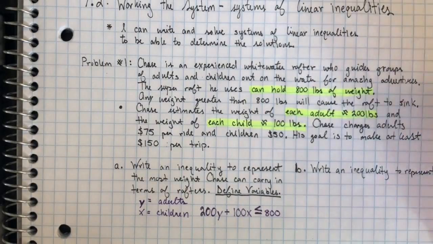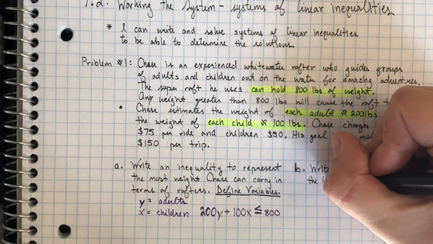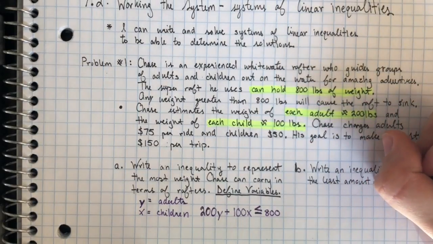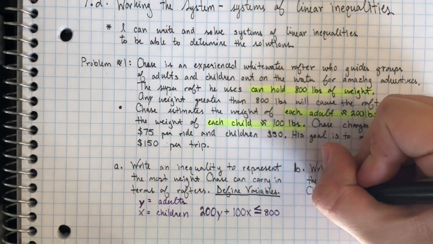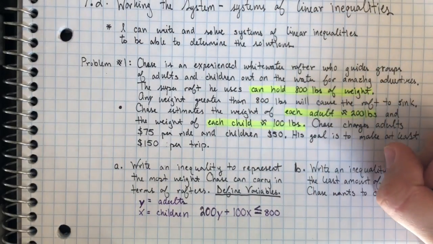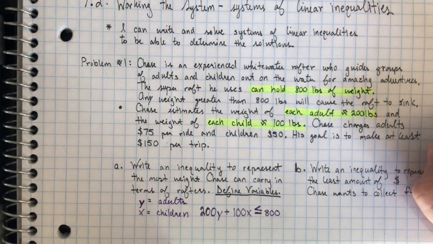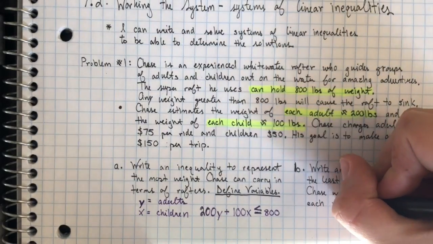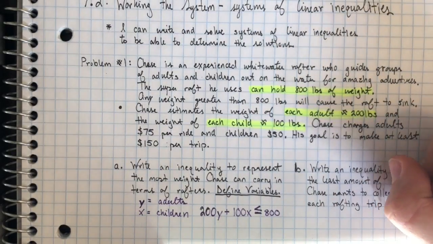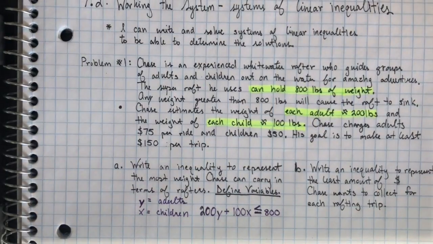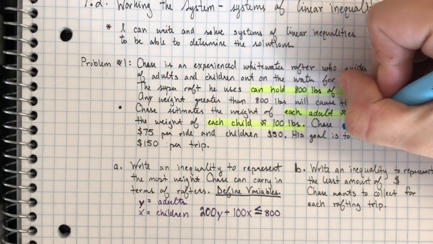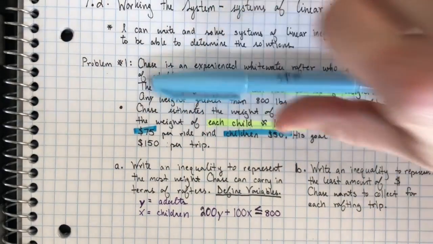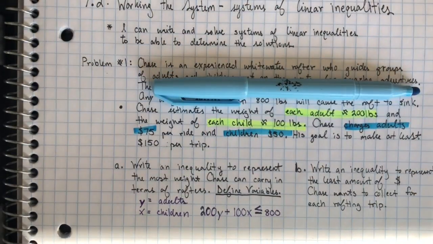Now we also need to write an inequality to represent the least amount of money that Chase wants to earn. So Chase wants to collect a certain amount of money for each trip. If you look at our given information, it's about $150. And he's charging adults $75 and children $50.